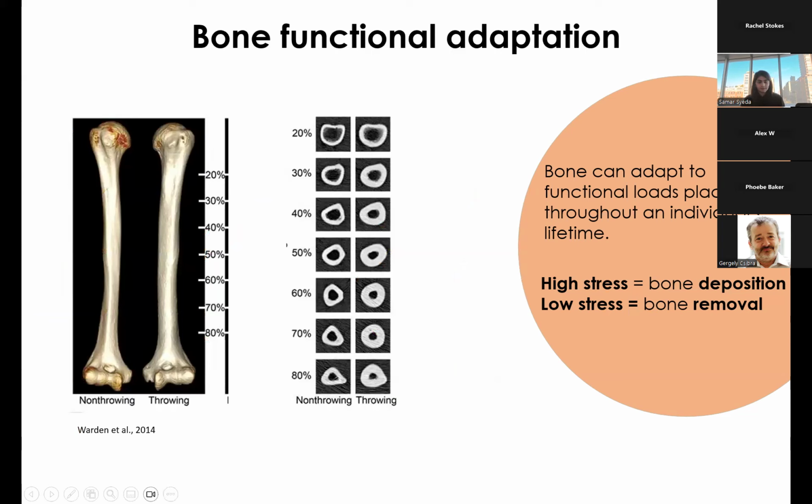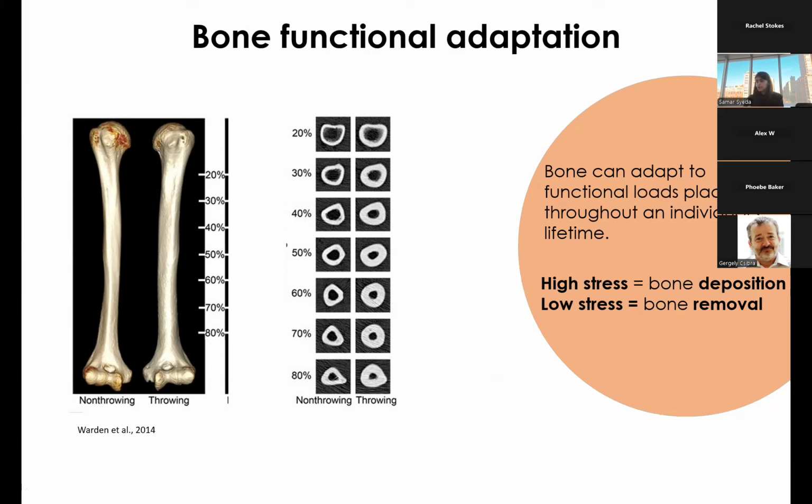It's a left and a right. It's of a professional baseball player who uses one of his arms to pitch and the other one he doesn't. When you look at the cortical bone in cross section, you can really see the difference in just one individual. Throughout this person's lifetime, however long they've been playing sport, they've only consistently been using one arm for throwing, and that over their lifetime has led to a massive increase in their bone density.